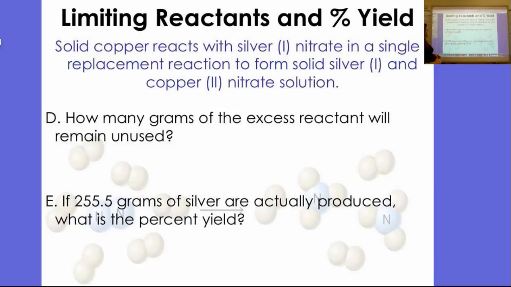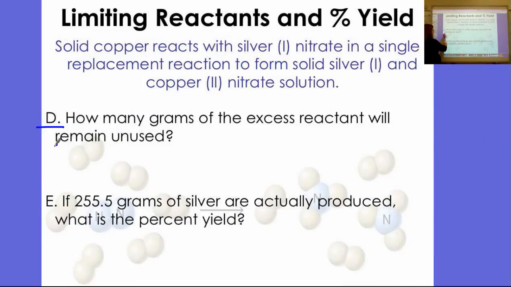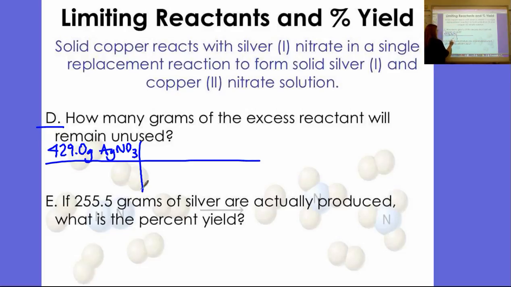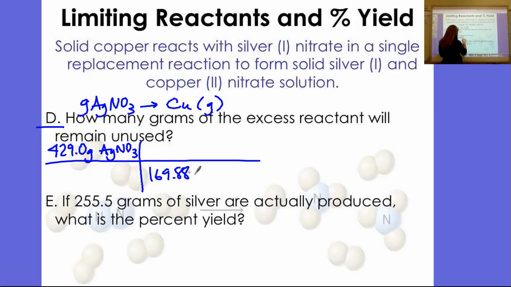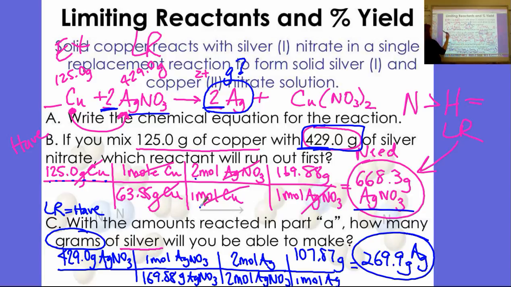Part D, how many grams of the excess reactant will remain unused? Well, since I picked the wrong one, and this just happens by chance, I didn't calculate how much I needed. So now I have to go back and do the reverse. Instead of starting here with copper, I have to start with this guy, right, because he's going to run out first, my silver nitrate. I have to start with 429 grams of silver nitrate. I'm going grams of silver nitrate backwards to grams of copper. So I need the molar mass of silver nitrate, we said was 169.88 grams in 1 mole. And since I'm going backwards, I still need the 2-to-1 ratio, but instead of 2 being on top and 1 being on the bottom, now I have to flip it.